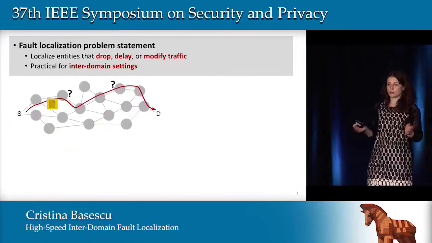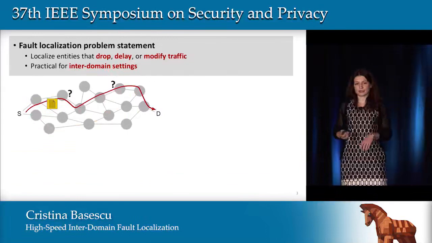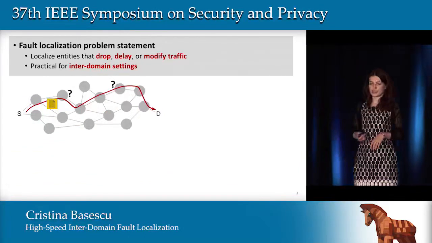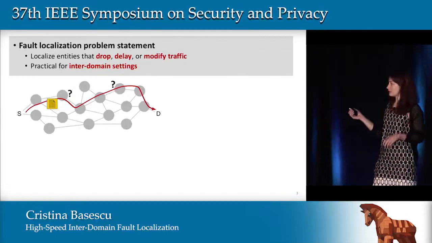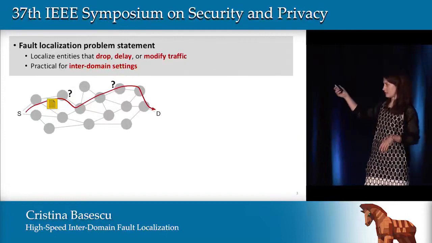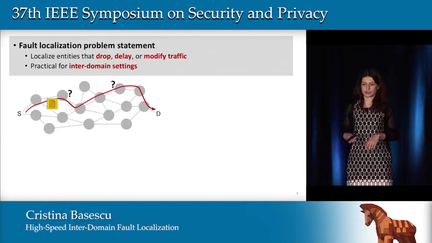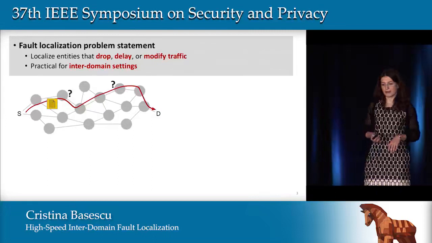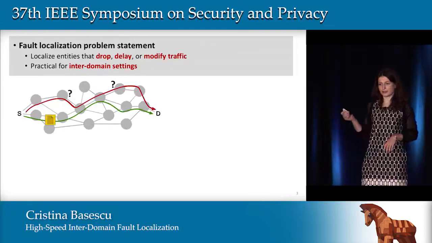And so our goal is to localize entities that drop, delay, or modify traffic. And so if the source can localize such entities, whether there are those nodes there with a question mark, it could select a path that goes around these nodes, like the green path in the figure.